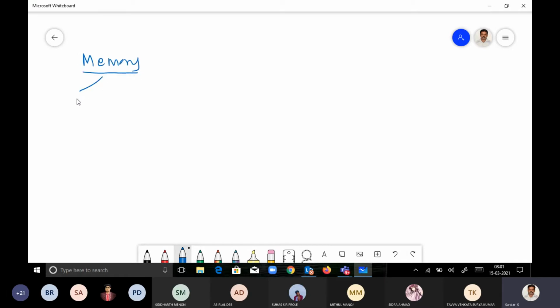It has two types. One is volatile, another is non-volatile. An example for volatile memory is RAM, and an example for non-volatile memory is ROM. And this RAM is random access memory. We discussed this also in the previous class. So randomly any location can be accessed.